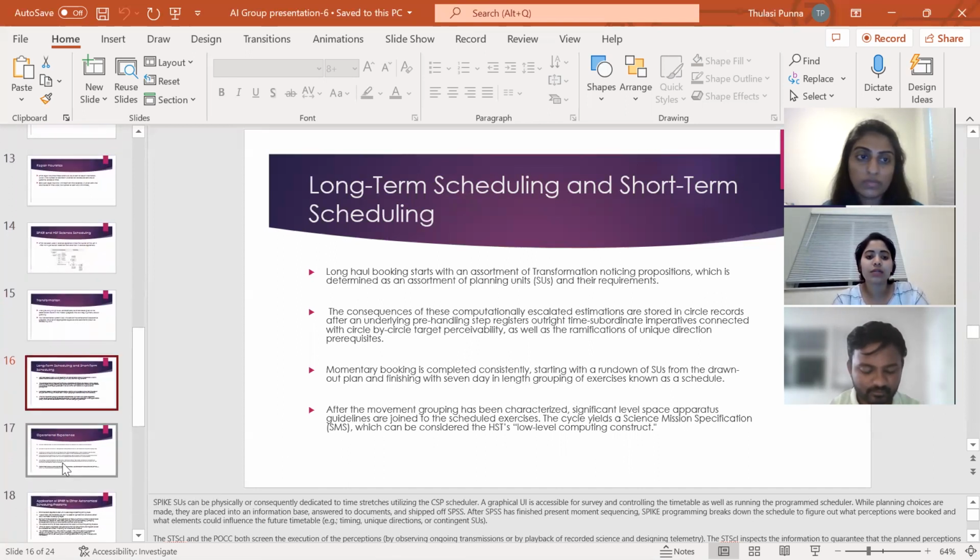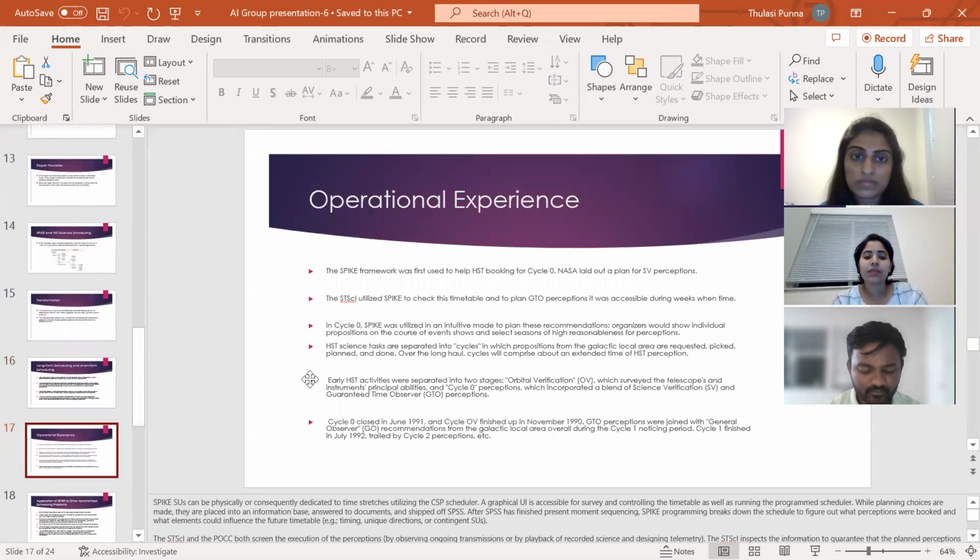Next. Here is the operational experience. The SPIKE framework was first used to help HST scheduling for cycle. Prabhu, I think you're on.